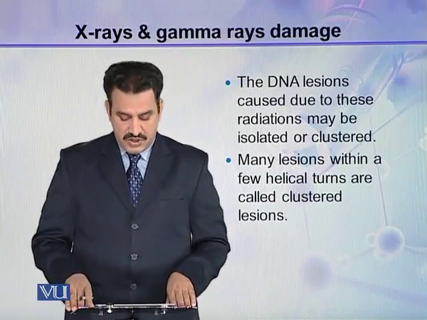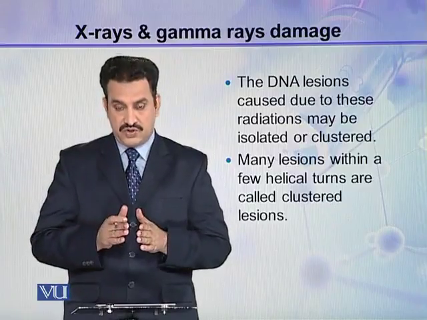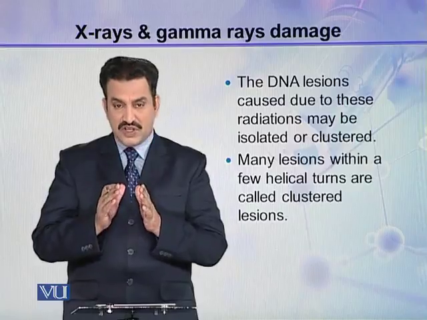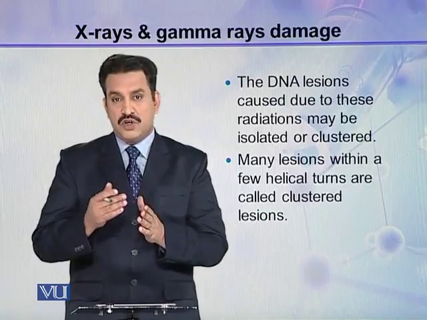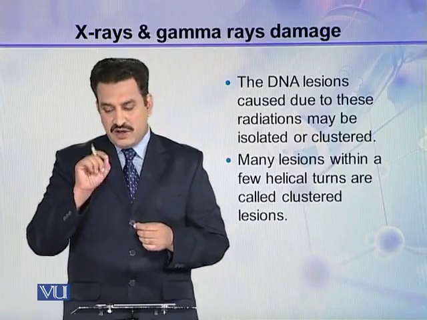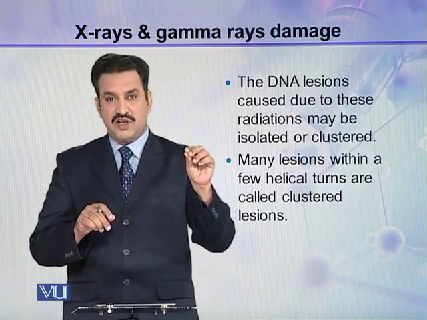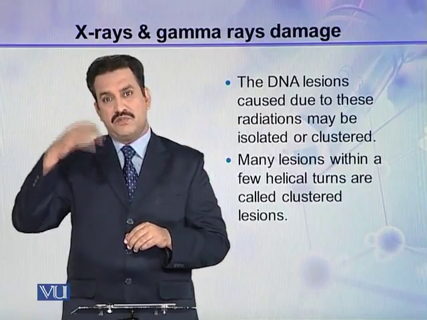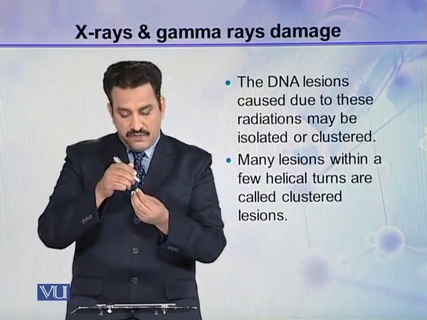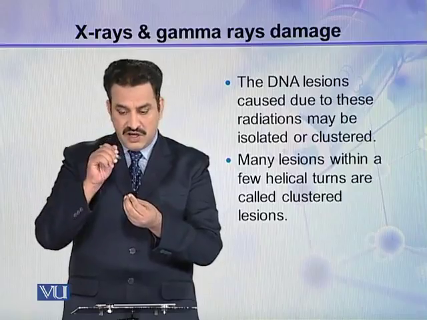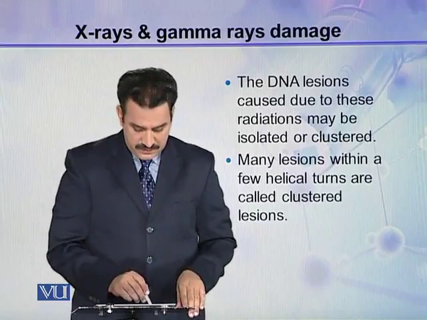The DNA lesions caused by these radiations may be isolated or clustered. Many lesions within a few helical turns are called clustered lesions. With isolated lesions, there may be one lesion here and a second lesion after some distance in the DNA helix, and a third lesion after some more distance. Such lesions are called isolated lesions. But in clustered lesions, within a few helical turns, a number of lesions are present. Such lesions are called clustered lesions.